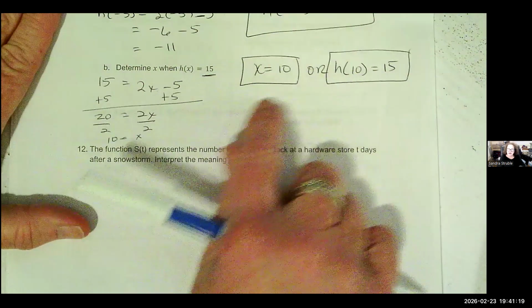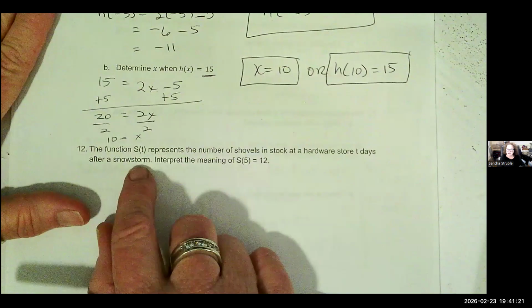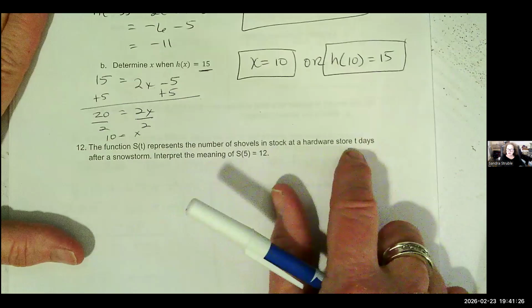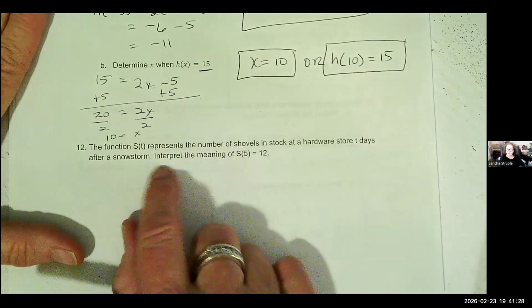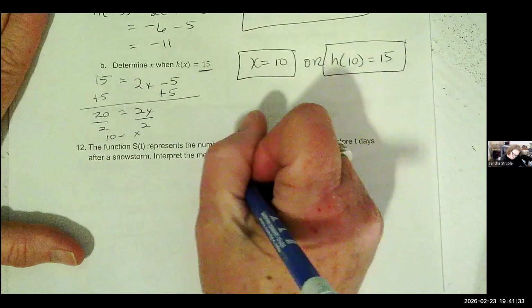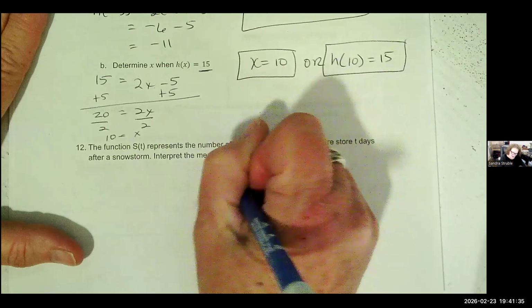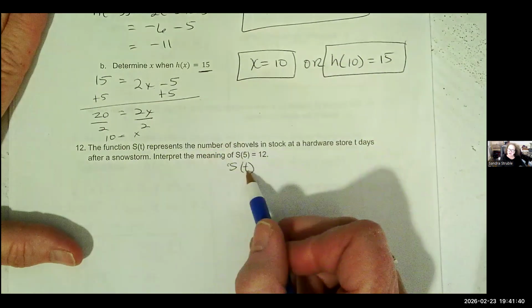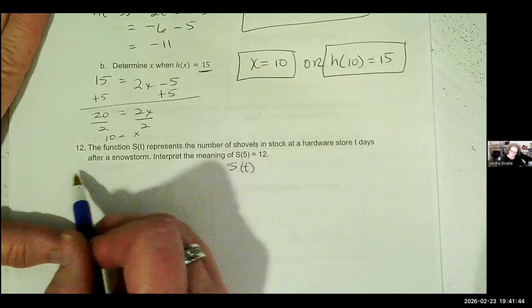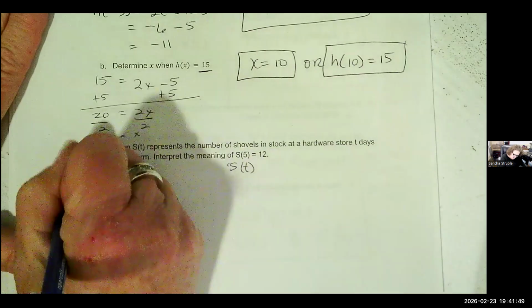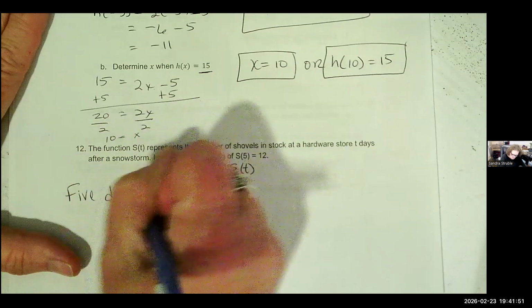The function S of t represents the number of shovels in stock at a hardware store t days after a snowstorm. Interpret the meaning of S of 5 equals 12. Well, that t is being replaced with a 5, right? So what does t mean? t is the days after a snowstorm. So 5 days after a snowstorm.